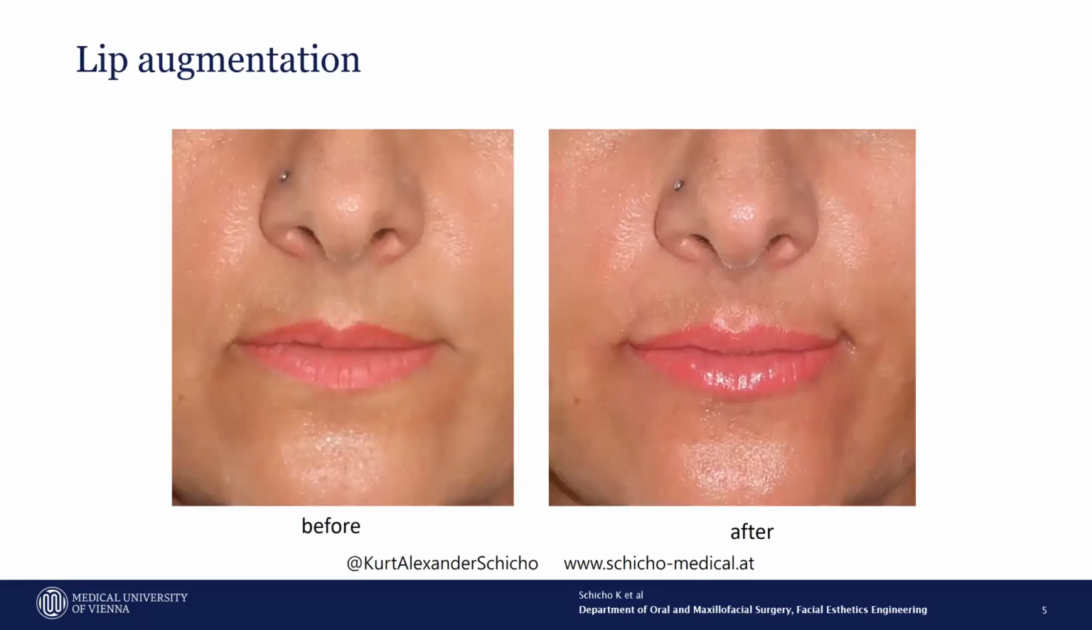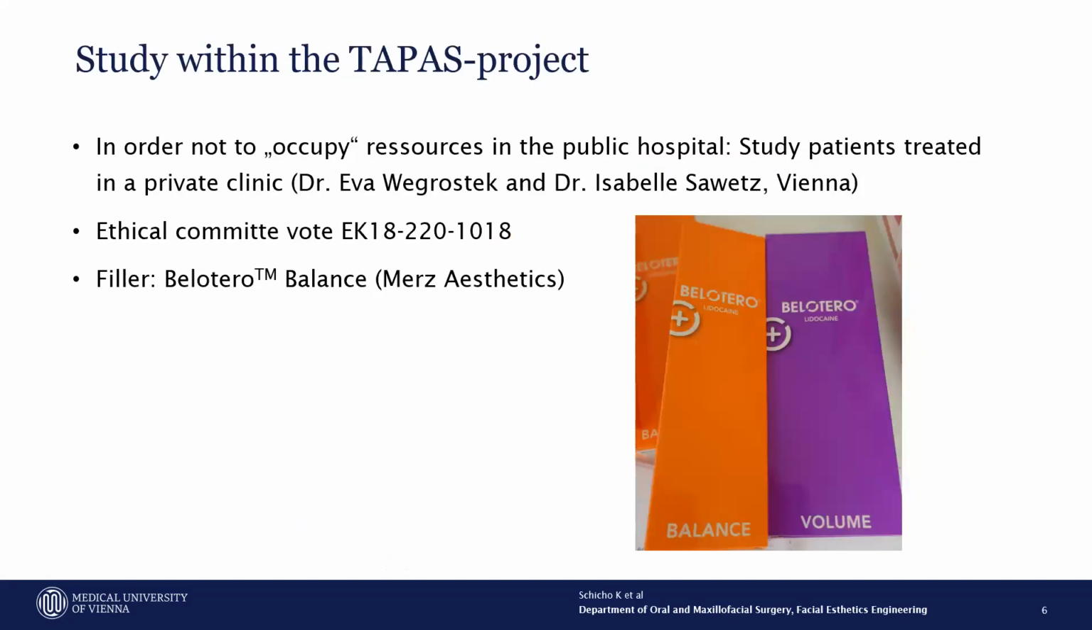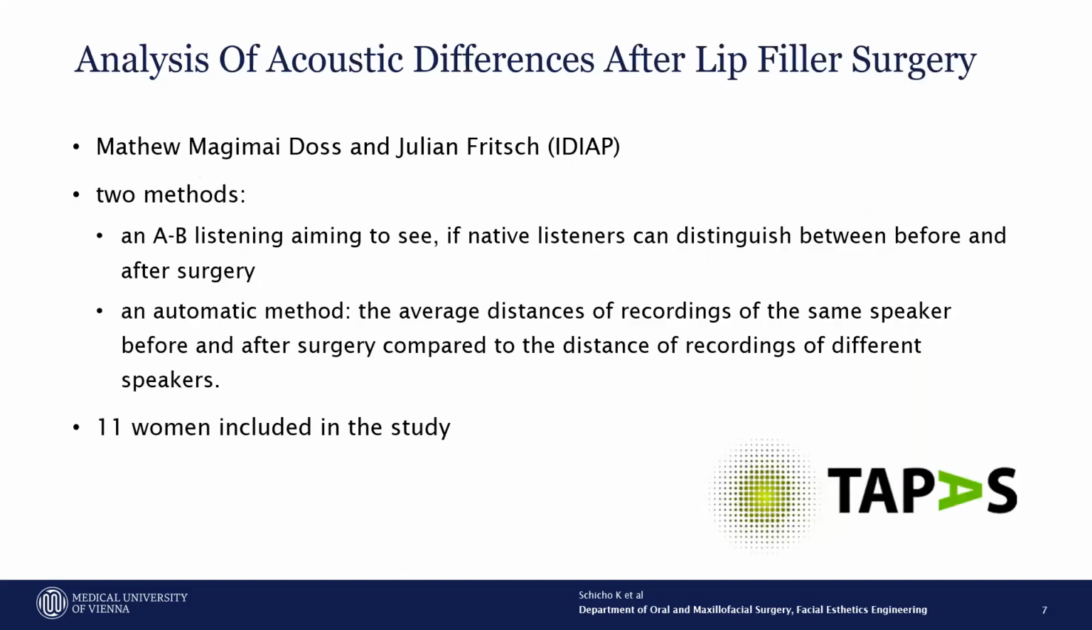Here, the aging lip has some volume loss, and with 1 milliliter hyaluronic acid filler, we can improve it, particularly in the profile, you can see it. So there are many, many products available on the market. It's more or less the same. I prefer products that are combined with lidocaine as a local anesthetic, so this makes it quite comfortable for the patients. And this study has been approved by the Ethical Committee of Vienna.